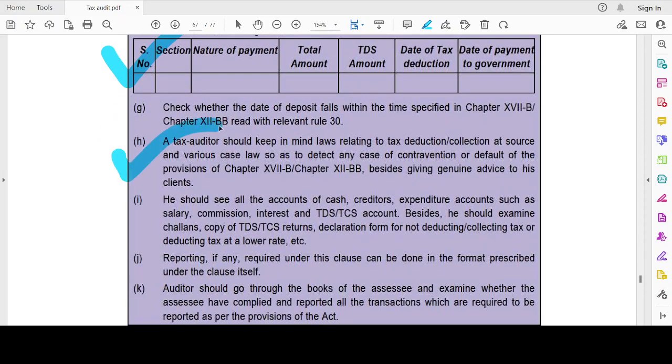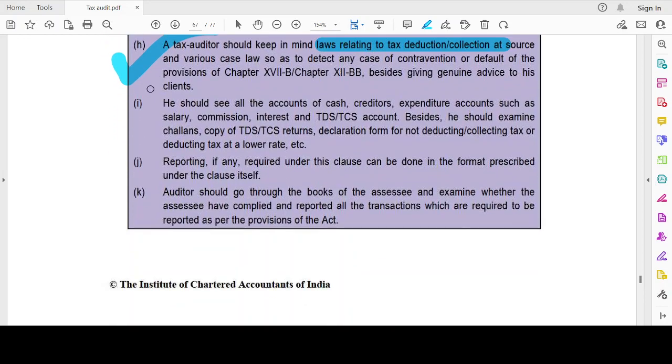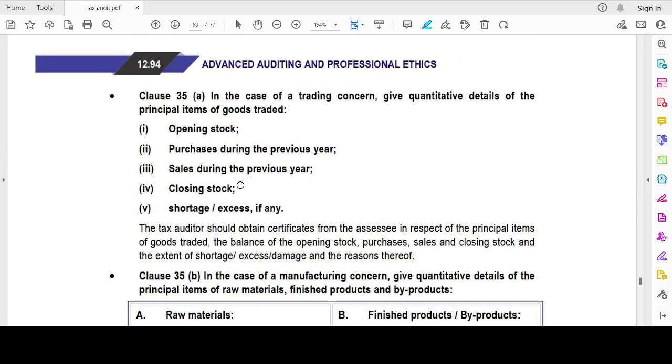The tax auditor should keep in mind the laws relating to tax deduction and collection. You should see all accounts of cash, creditors, and expenditure accounts, such as salary, commission, interest, and TDS accounts. Reporting, if any, required under this clause can be done in the format under the clause itself. Auditors should go through the books of the assessee and examine whether the assessee has complied with and reported all the transactions which are required to be reported as per the provisions of this Act.